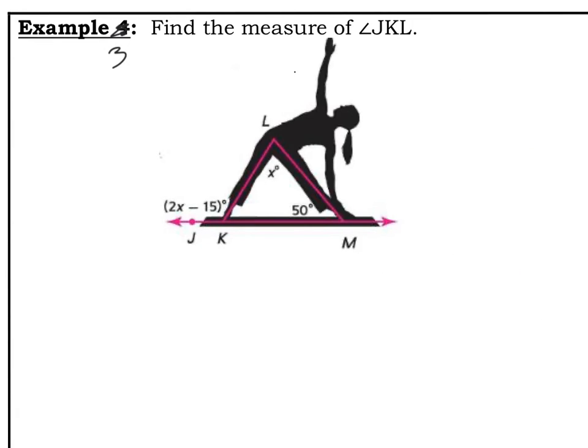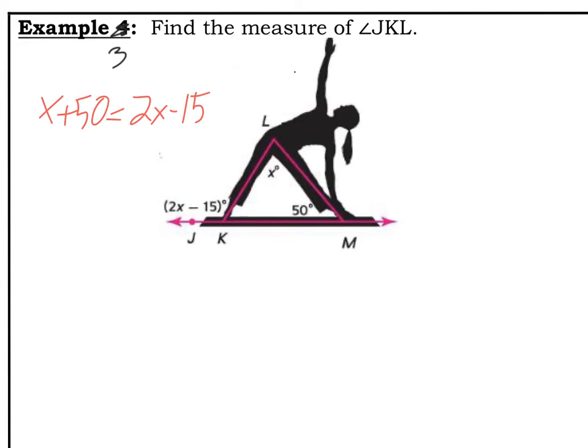So in the real example 3, find the measure of JKL. So here we have this woman doing this yoga pose. And so we know that x plus 50 will equal 2x minus 15. So that's how it's going to set up.